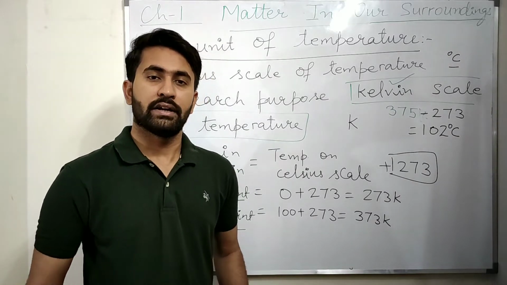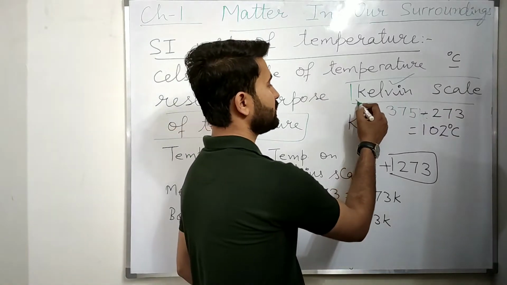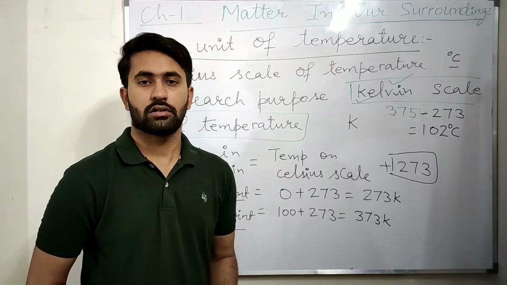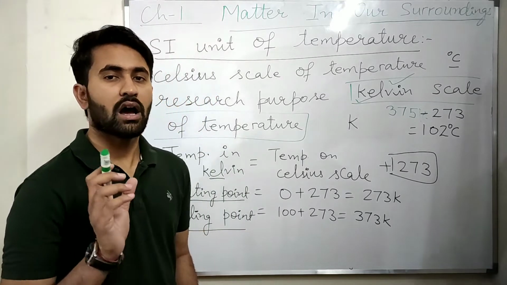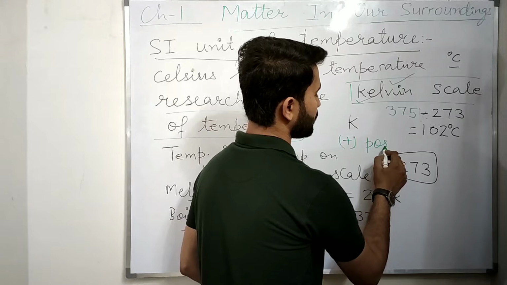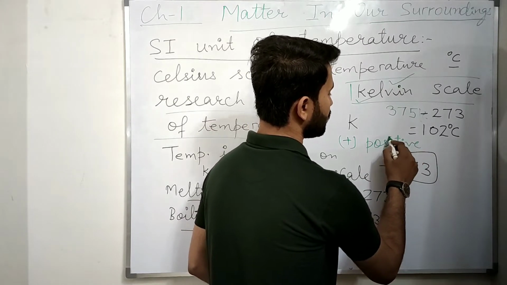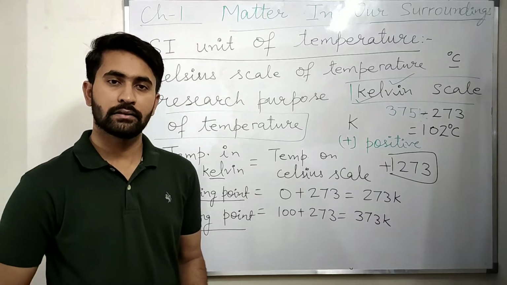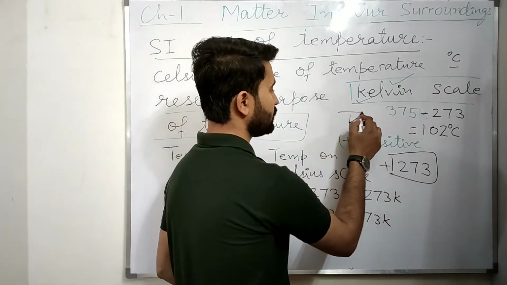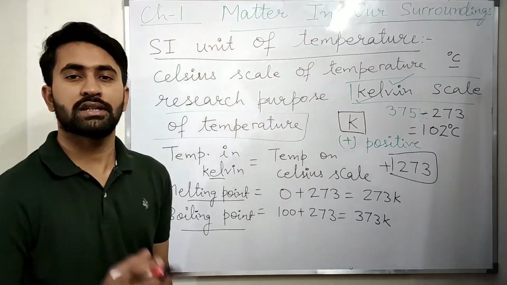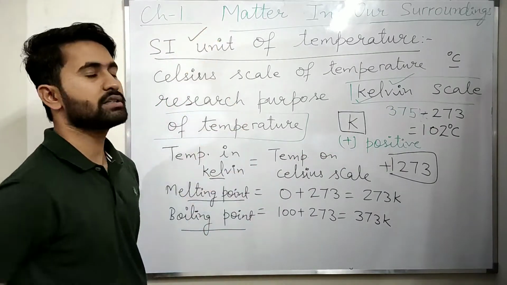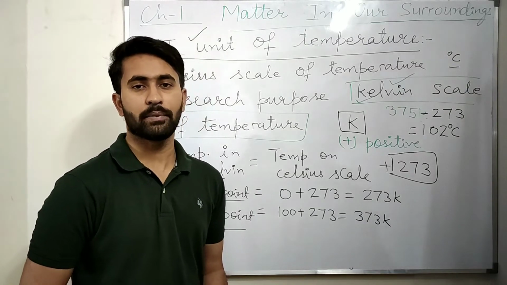And the advantage of the Kelvin scale is that all the temperatures are positive on this scale. All the temperatures are positive on the Kelvin scale. And the Kelvin, which is represented as K, is the SI unit of temperature.